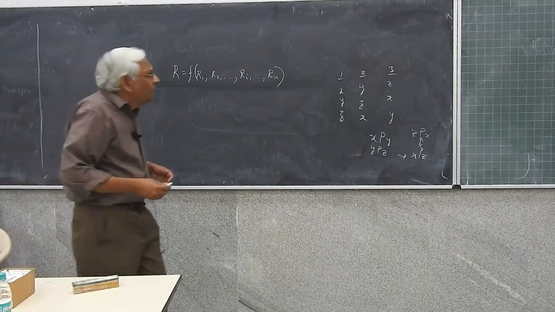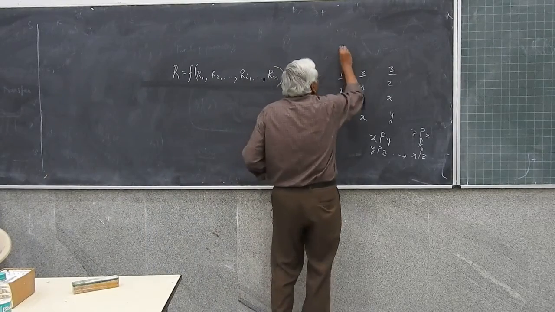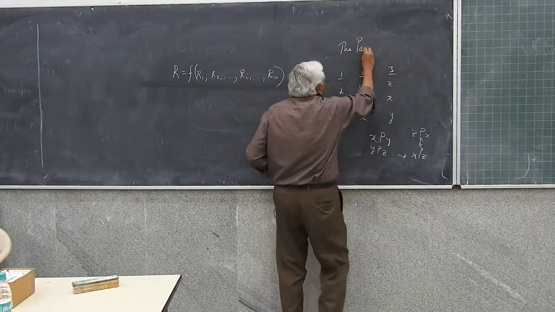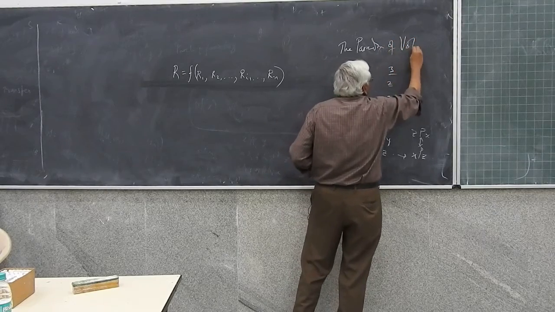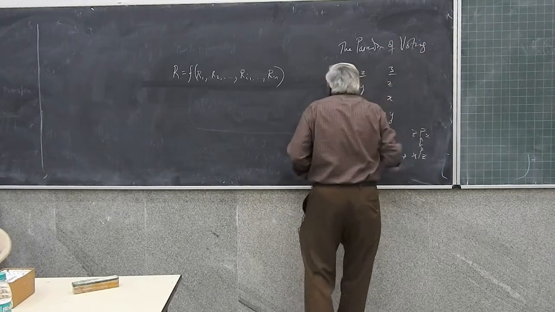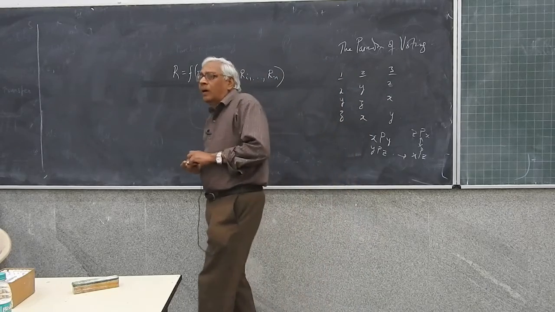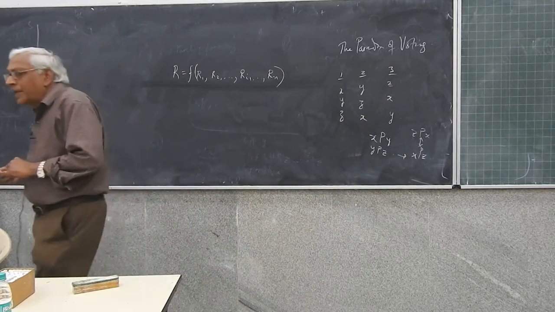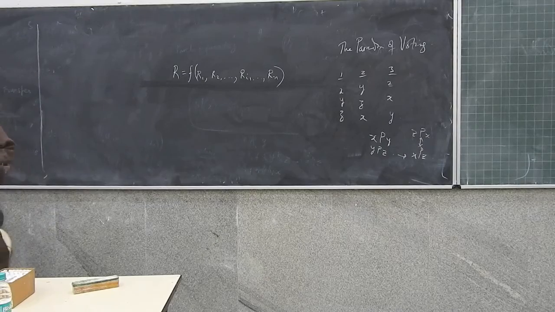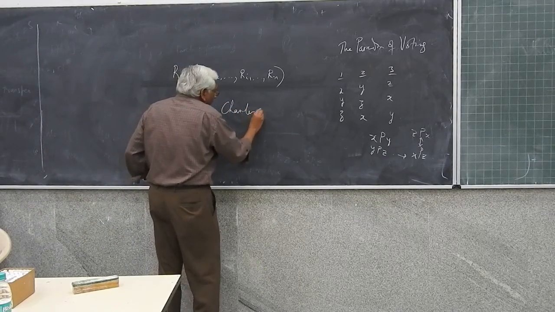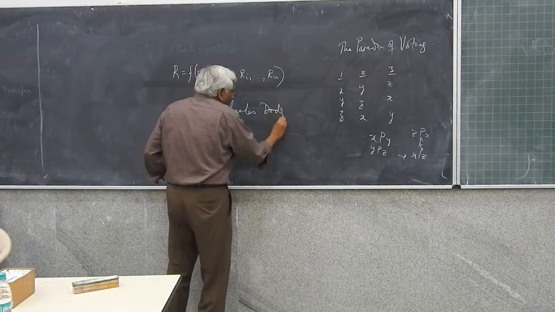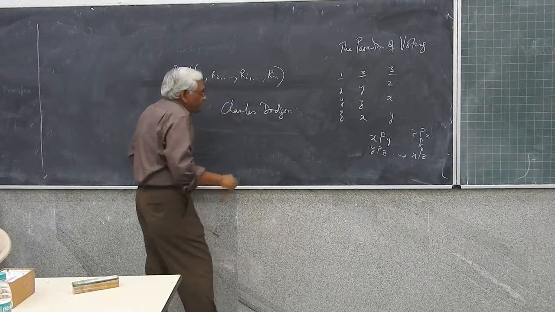This is what is known very commonly in the literature as the paradox of voting, much of the initial work on which was actually done by a magician and mathematician called Charles Dodgson in the 19th century.